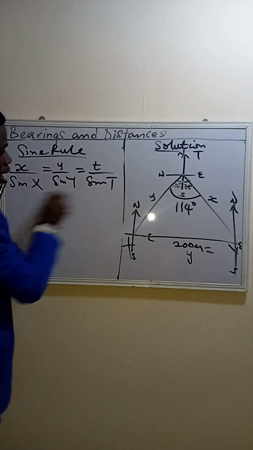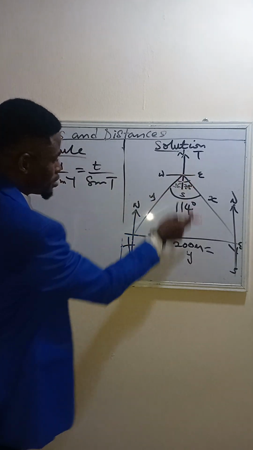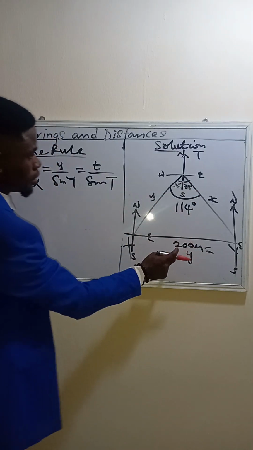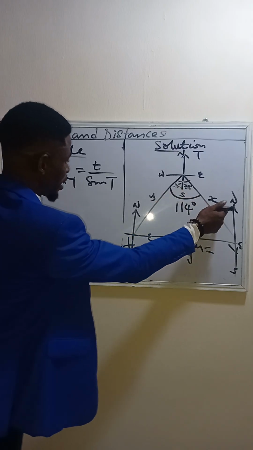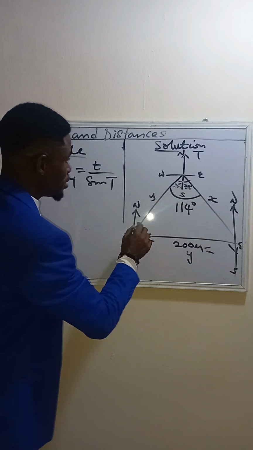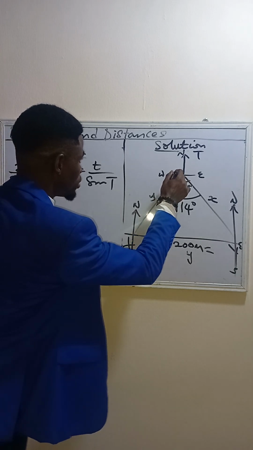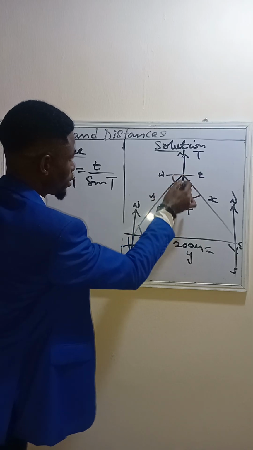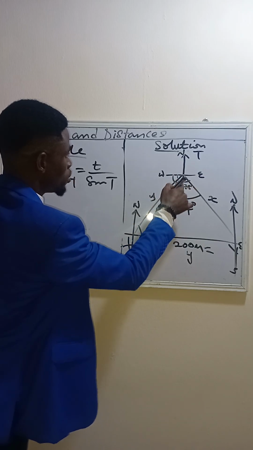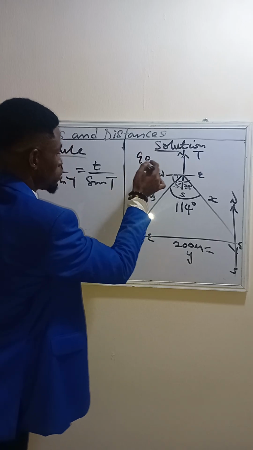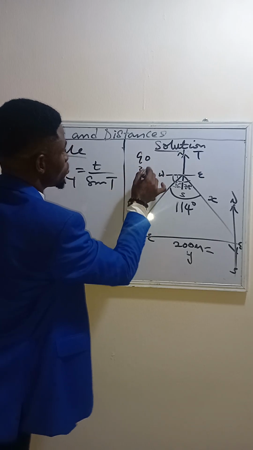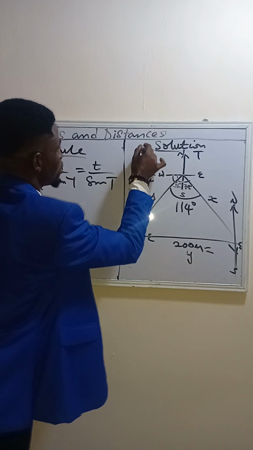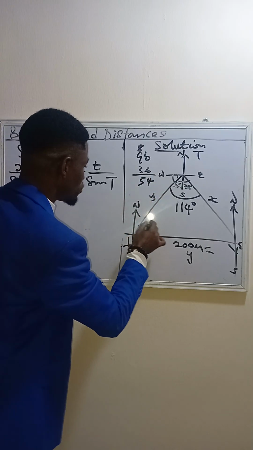Okay, now we're asked to find this one. So this side is a complete side. We need to know this side, and before that, you need to know this angle. Let's find the alternate angle of this one. This angle is a corner. So 90 minus 36, what do we have? We have 54. So here is 54.